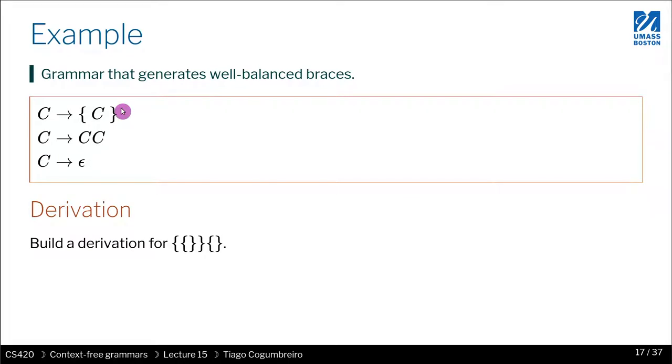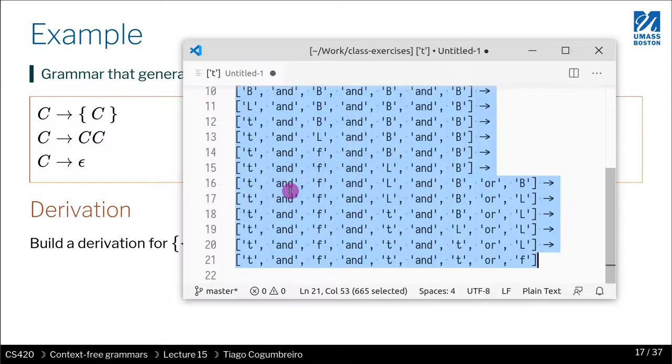Now let me give you another example. Now the interesting part: let me give you a grammar that is able to generate well-balanced braces. Well-balanced braces is an interesting problem because it's a non-regular language, which means you cannot write a regular parser that is able to recognize only well-balanced braces.